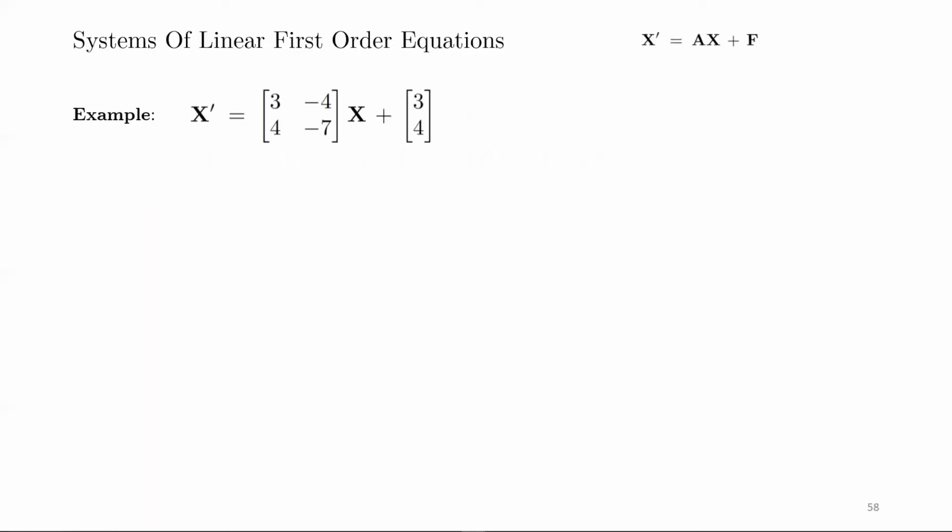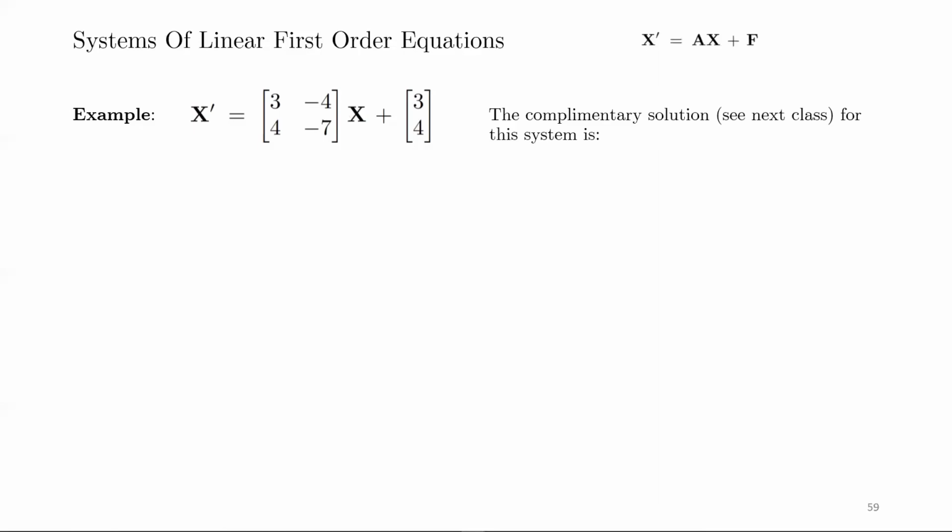Let's look at an example of that. So if we ignore this non-homogeneous term here, this non-homogeneous term is 3, 4, well, this is the same system as in the previous slide, except that we have this non-homogeneous term. In this case, the non-homogeneous terms are just constants, but they could be arbitrary functions of t: cosines, sines, exponentials, polynomials, anything.